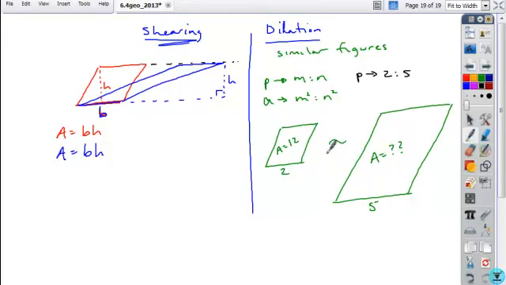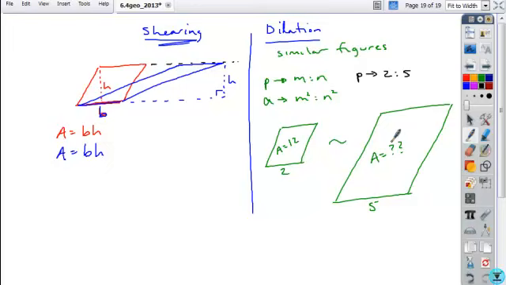Which one would you use if you're trying to enlarge the figure? Which of those factors gives you a larger number, 2 over 5 or 5 over 2? 5 over 2, right? It's larger than 2 over 5. So you would use that factor, you'd find what the corresponding height would be, then you take that corresponding height, whatever you found, times 5, and that would give you your area. So multiple steps, and all of them involving calculations.